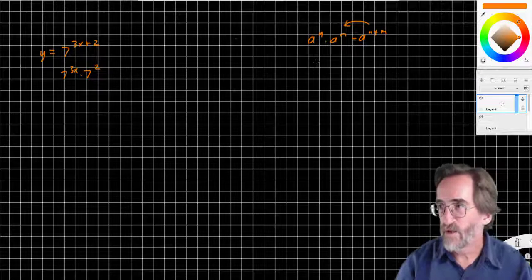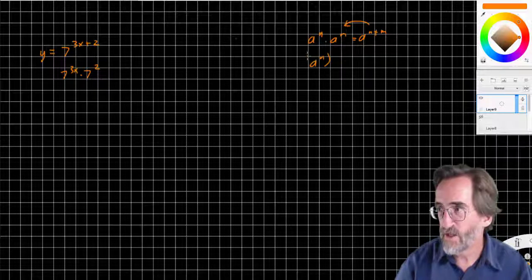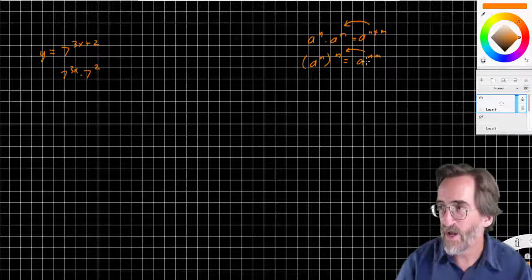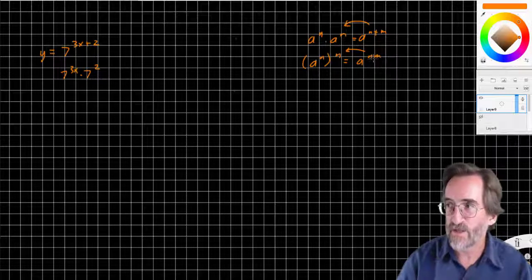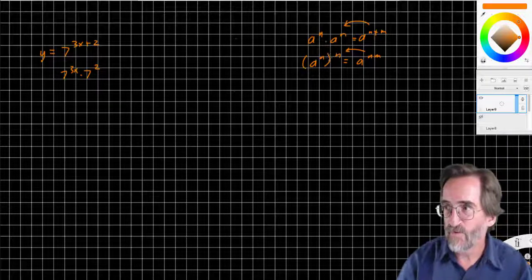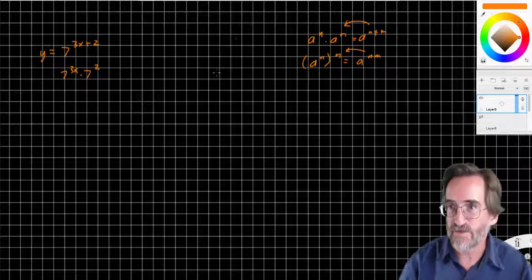Okay, then we can use this rule: a to the n, to the m, is a to the n m. But we're going to use it backwards again. So when we have an exponent that's a product, it can be broken up as a power of powers. So this is 7 to the 3rd, to the x.